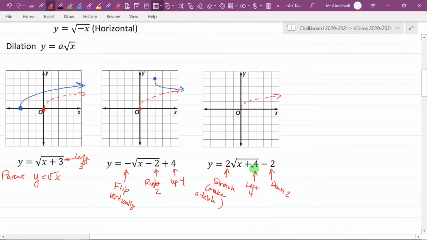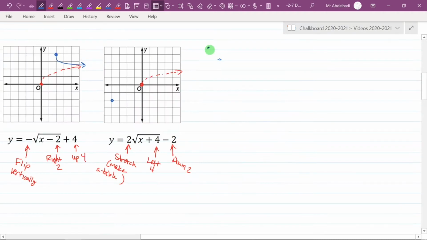Let's just figure out where the center of this thing is. So from the origin, we're going to go down 2, which is here, to the left 1, 2, 3, 4. And that's my new starting point right there. Okay. Now, if this stretch wasn't here, just go ahead and sketch it. Good enough. But because there's a stretch here, I'll make a table.